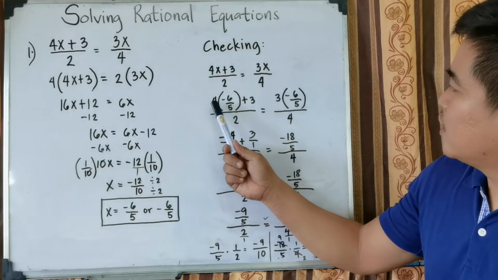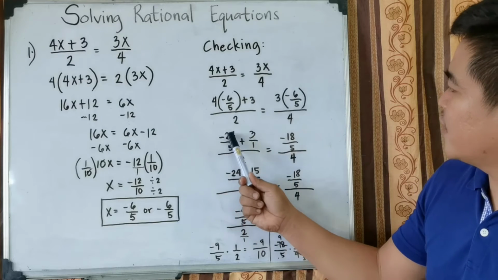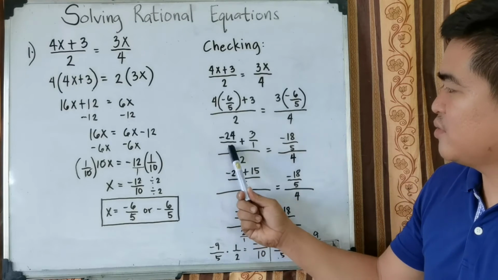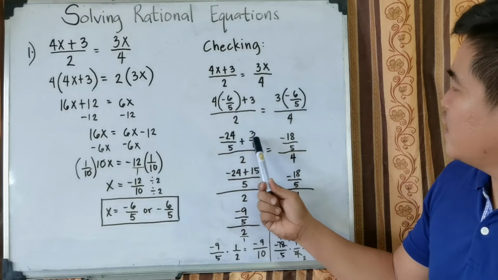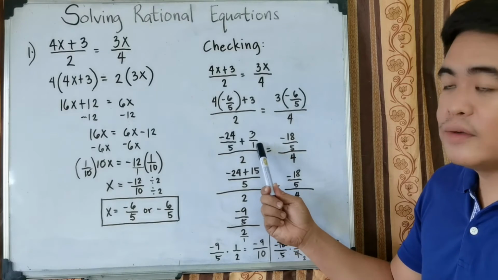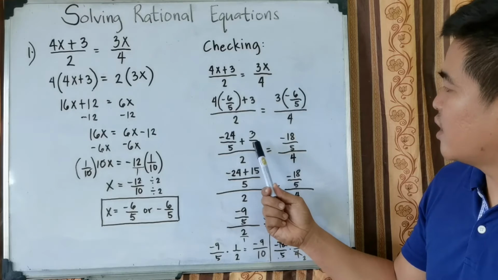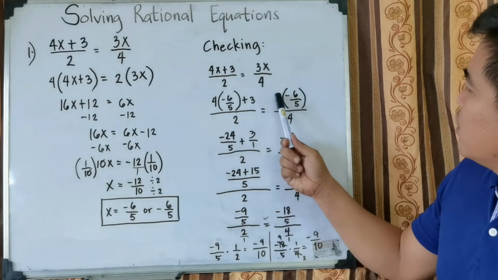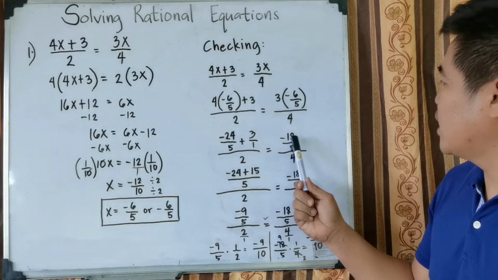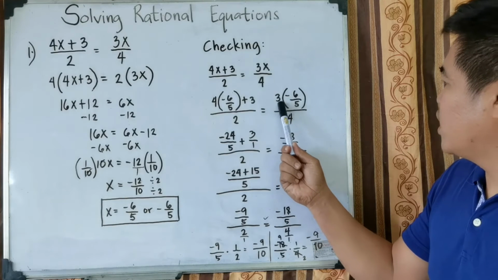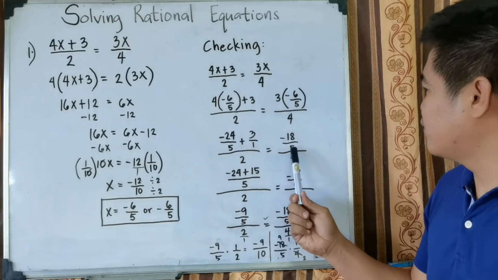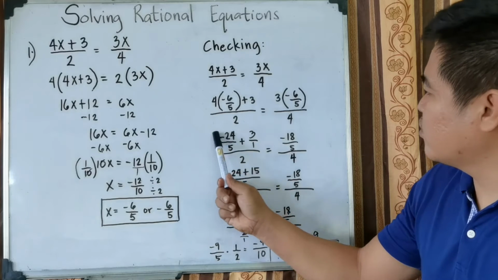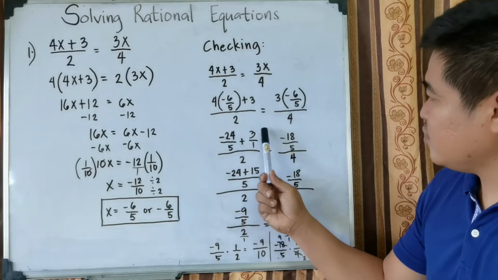So you have 4 times negative 6, you have negative 24, copy the denominator. We have 1 times 5, it's 5, plus 3. Here I write 1 for the denominator of 3, because we know that a whole number has denominator 1. This is equal to 3 times negative 6, you have negative 18. And then you have 1 times 5, you have 5, so copy 5, all over 4. And then here, we can simplify this.